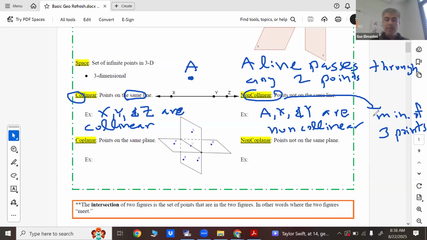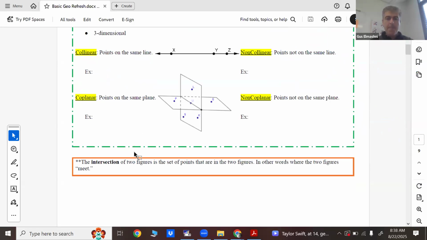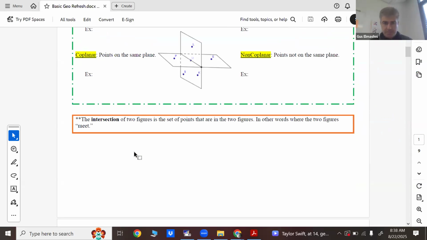Now do you want to read the next part about coplanar? Coplanar, points on the same plane; non-coplanar, points not on the same plane.